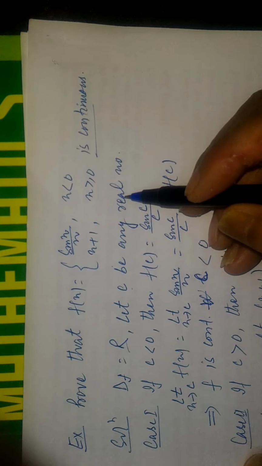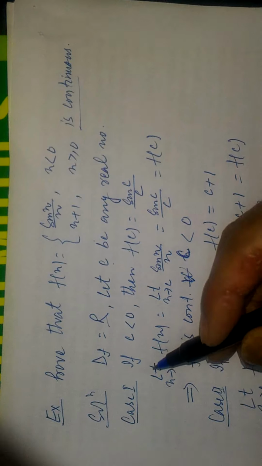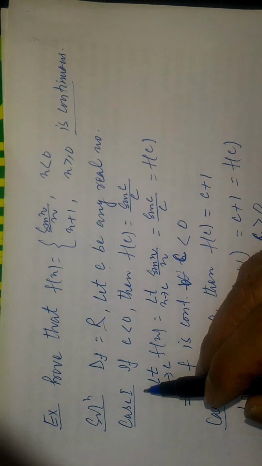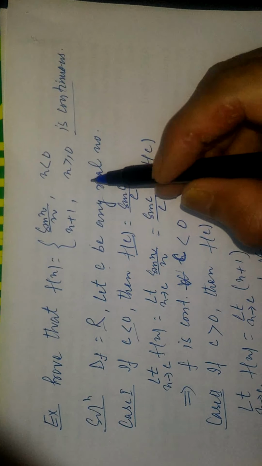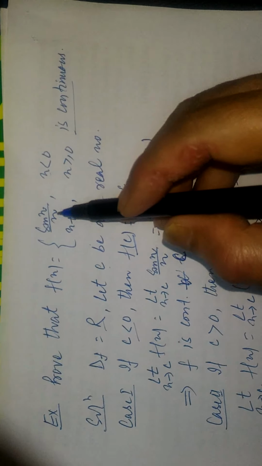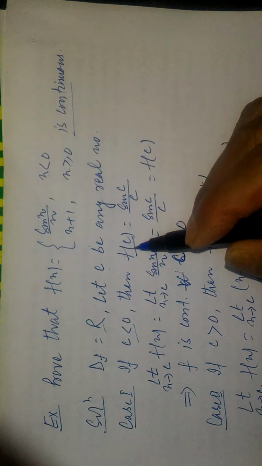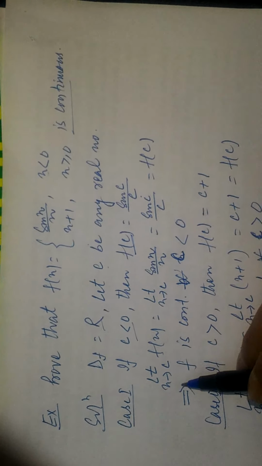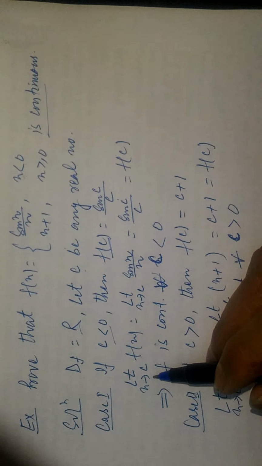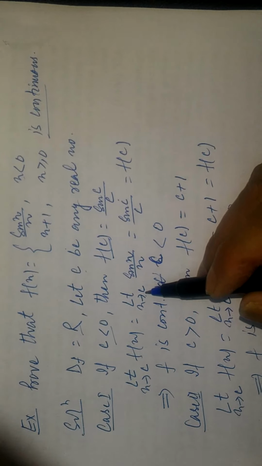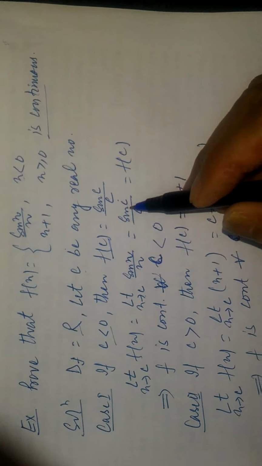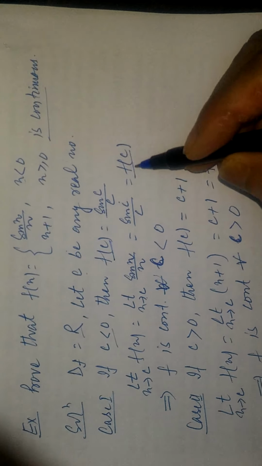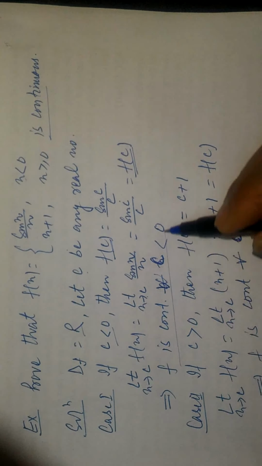Let c be any real number. So the cases we have, as earlier, are c less than 0. For c less than 0, f of c is what? For x less than 0, f of x is sin x by x, so f of c will be sin c by c. Now we'll take the limit as x tends to c. Substituting x as c, we get sin c by c, which is equal to f of c. So we can say it is continuous.